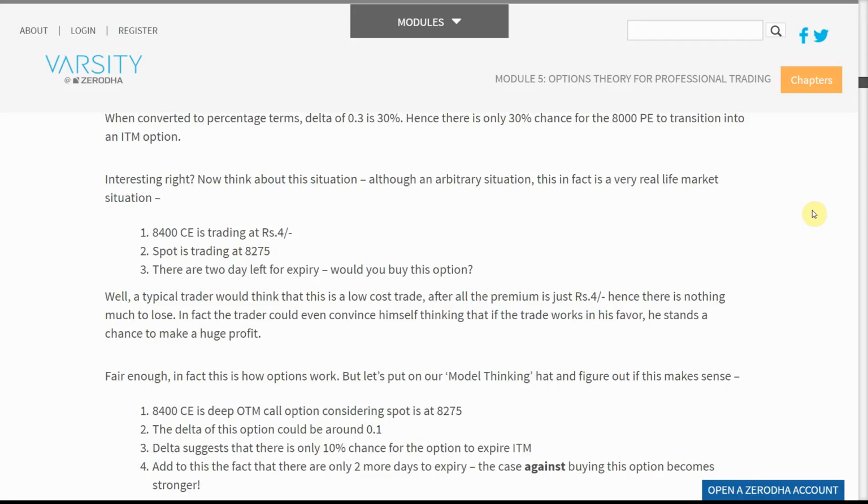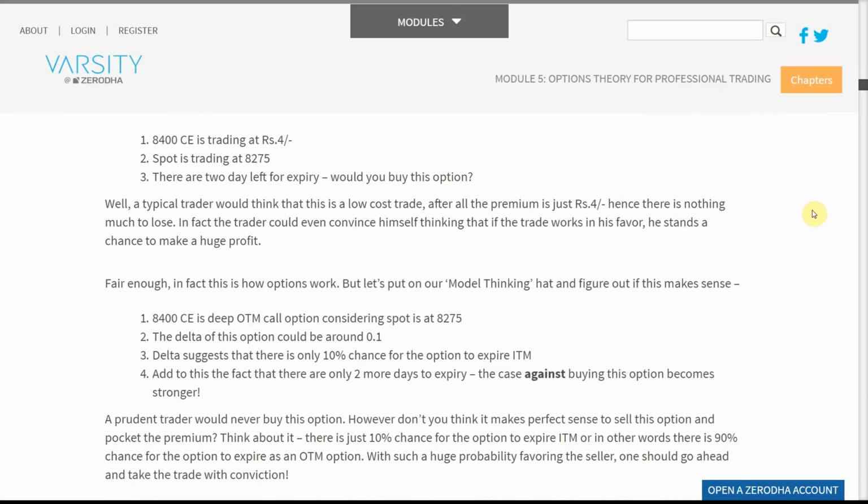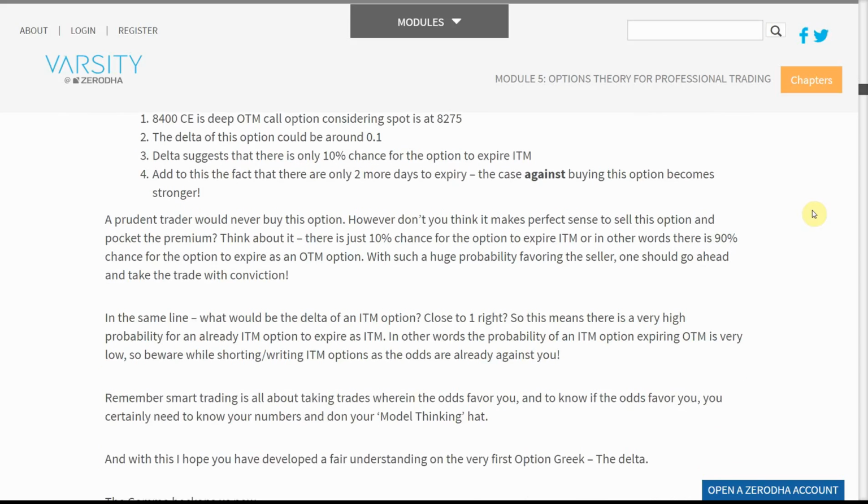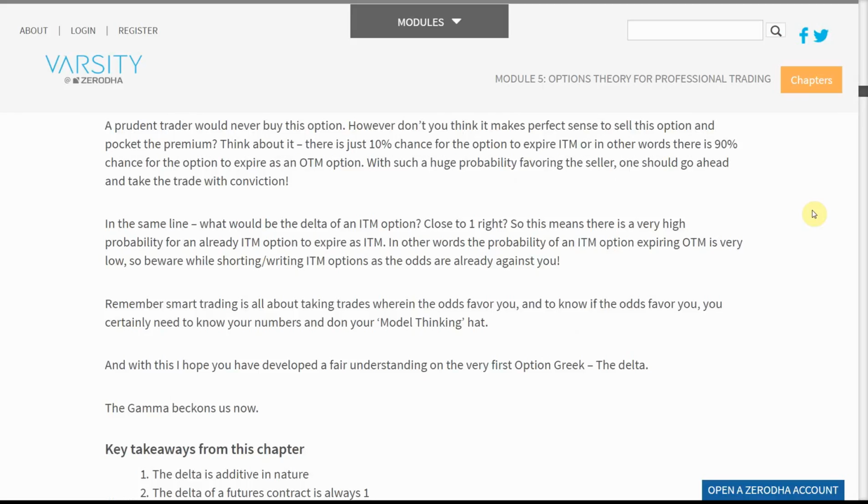Think about it, there is just a 10% chance for the option to expire ITM, or in other words, there is a 90% chance for the option to expire as an OTM option. With such a huge probability favoring the seller, one should go ahead and take the trade with conviction.